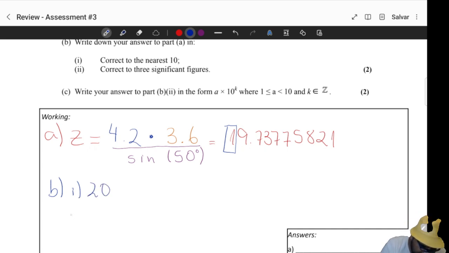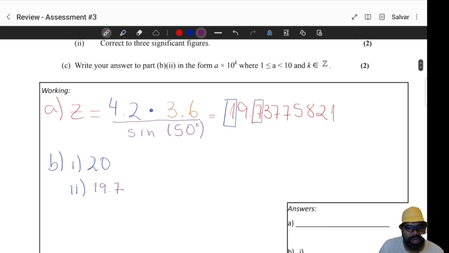Option 2 is round to the 3 significant figures. Who is the third significant figure here? Number 1 is the first, number 9 is the second, number 7 is the third. Okay, this is the third significant figure. Then after 7 is coming a 3, I need to round down. Okay, then that's why it's 19.7.